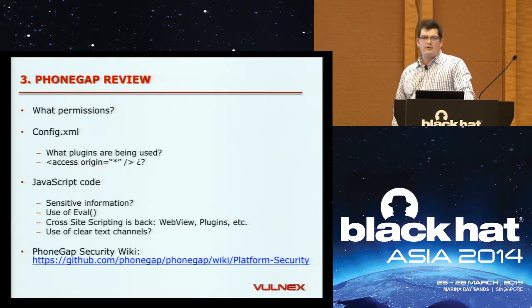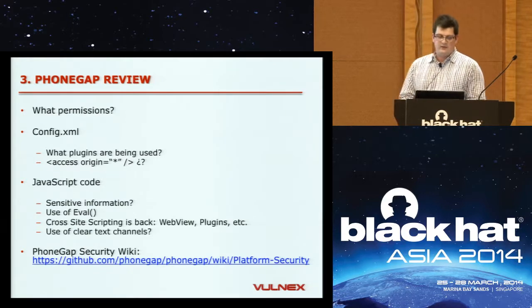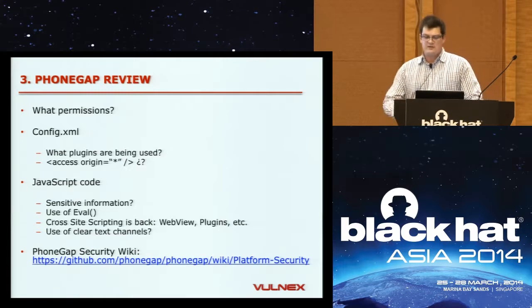So now we are looking at the PhoneGap review, right? One of the first things we want to check is the permissions. As I showed you before, we have a lot of different permissions, so we just want to review how many permissions the application is using. Then we have the configuration file, and here we can look for the config XML, and look for the plugins, what plugins the application is using.